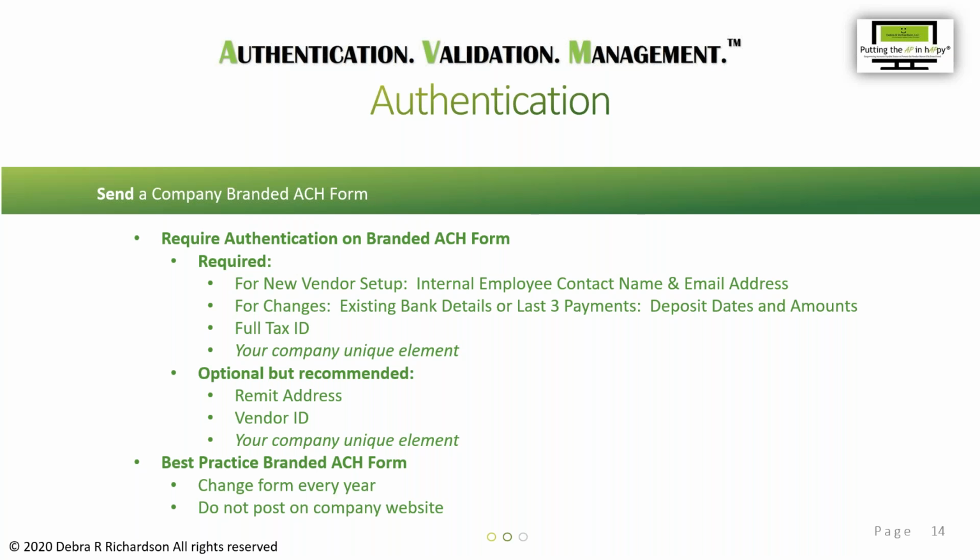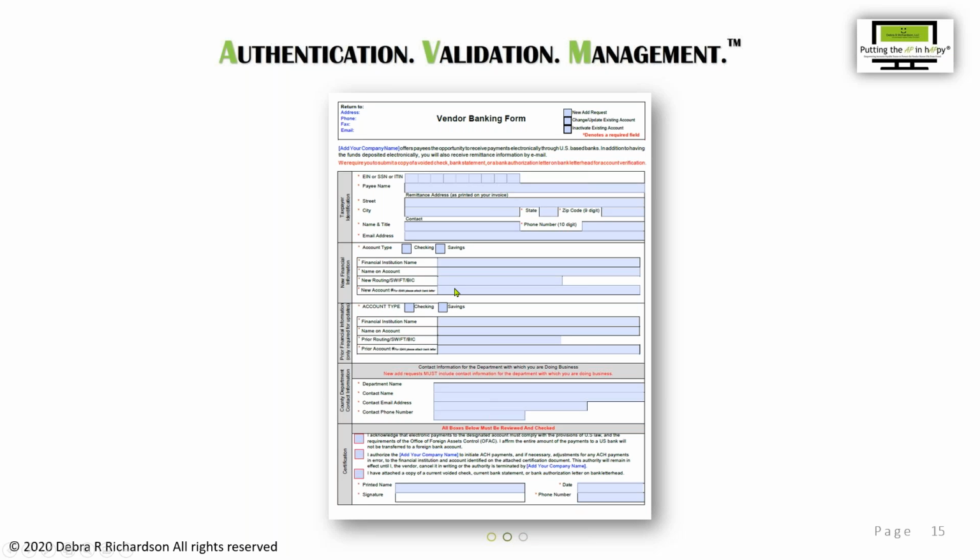I'll give you an example, and here is an example of the form. I'm sorry it's not very big, but you will have it in the PDF. And this form includes, again, the remit address, the tax ID, and if they are changing banking, it requires them to include the previous banking information. And again, that's authenticating that data. If they are a new vendor, it requires them to provide the department name, just their contact employee that they're talking to. And so this is an example.